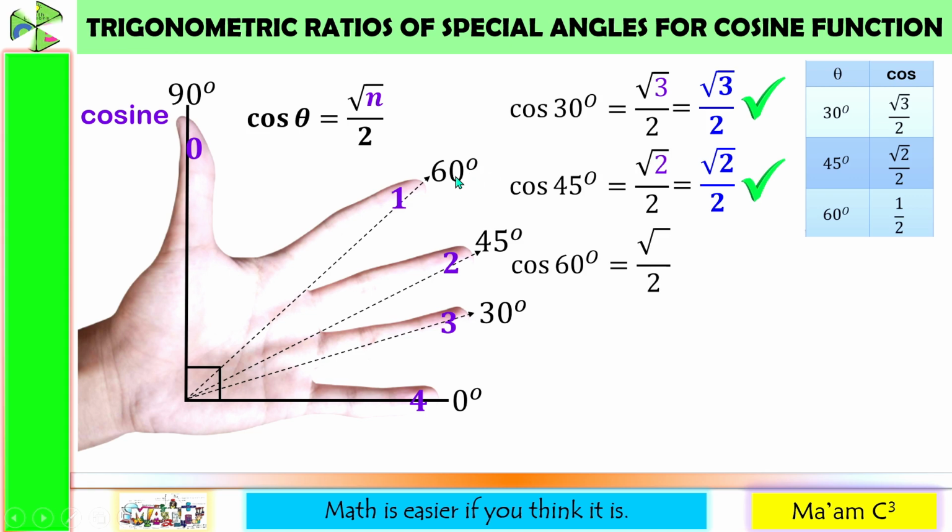Next one, we have cosine 60 degrees. This is 60 degrees and the number assigned to our finger is 1. So this will be square root of 1 over 2. And square root of 1 is 1. So this is 1/2.